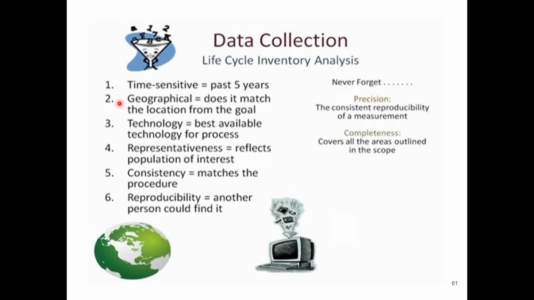The second important parameter is a geographical parameter. So does it match the location from the goal? For example, say we are talking about an event which is happening near the seashore, near the coastline, but we are taking a location which is far away, in some desert area or somewhere in central India, far away from the coastline. That will not help us in finding the actual life cycle or some actual meaningful output. So the geographical factor is important.